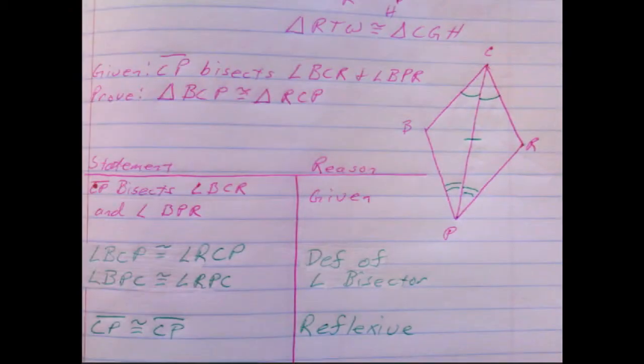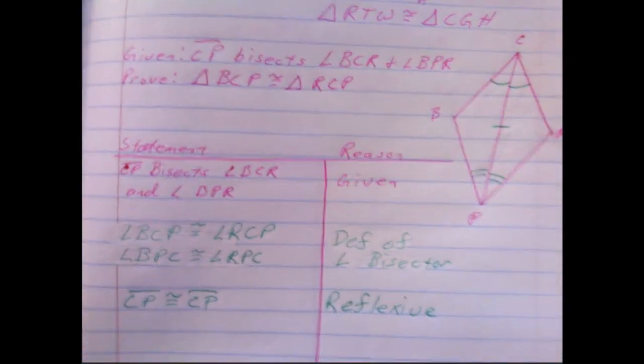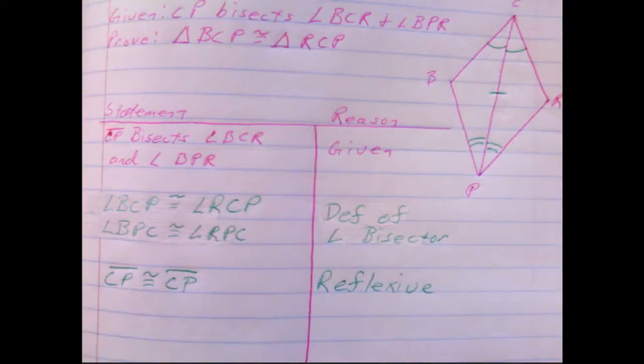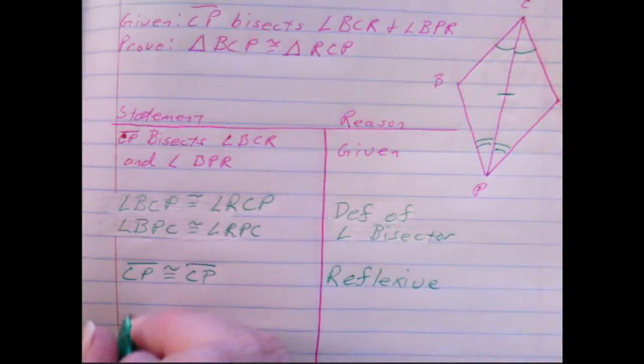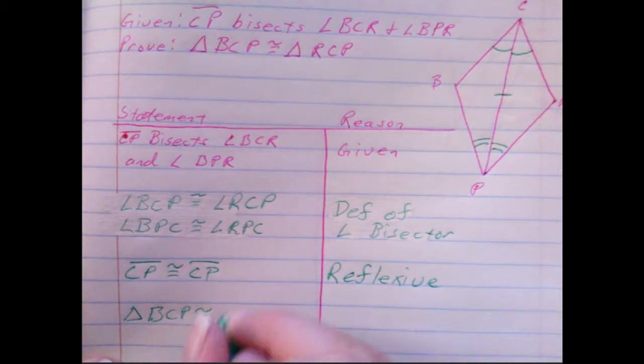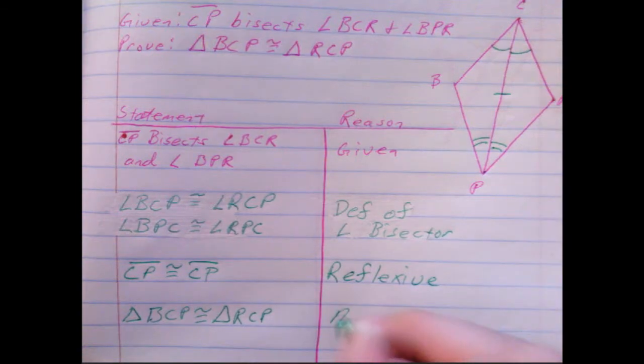So then the last piece that we have here is just to say that those triangles are congruent to each other. Let me scoot down just a little bit here. So then we can say triangle BCP is congruent to triangle RCP, and we can say that they are congruent because of angle, side, angle. So ASA.